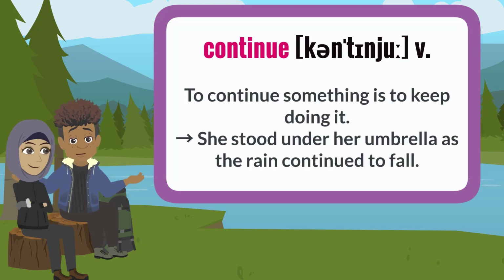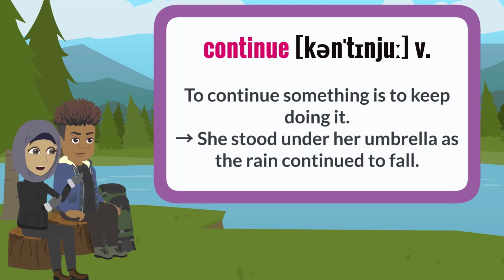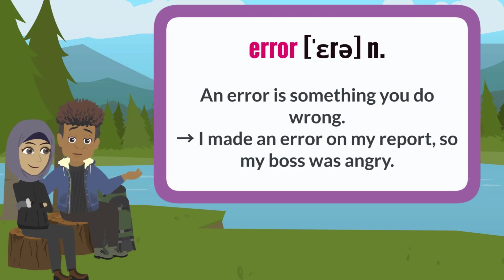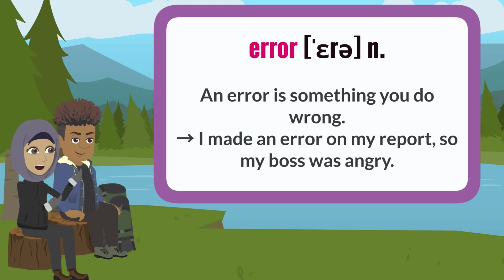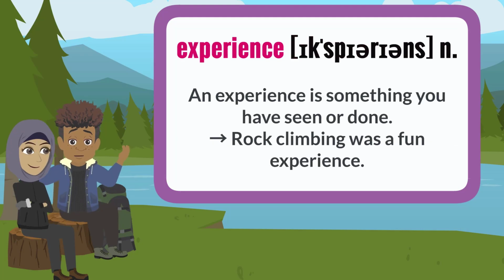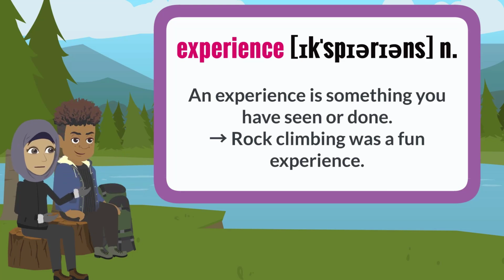Continue. To continue something is to keep doing it. She stood under her umbrella as the rain continued to fall. Error. An error is something you do wrong. I made an error on my report, so my boss was angry. Experience. An experience is something you have seen or done. Rock climbing was a fun experience.